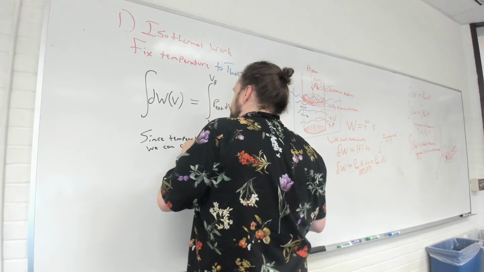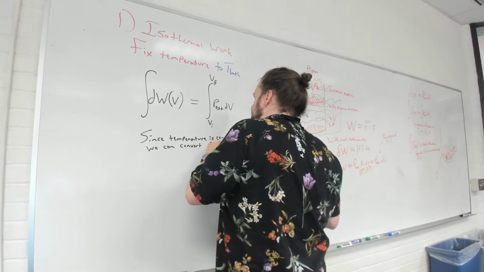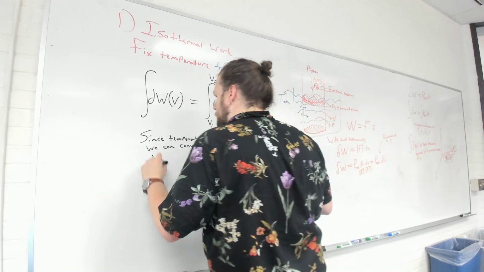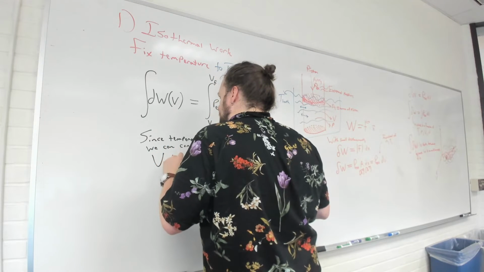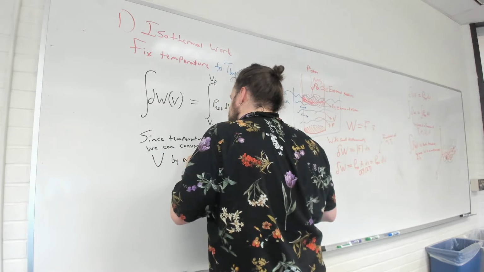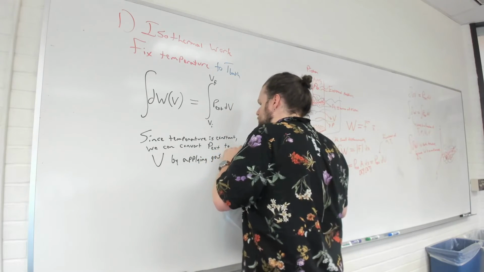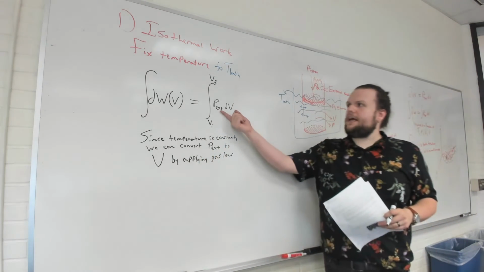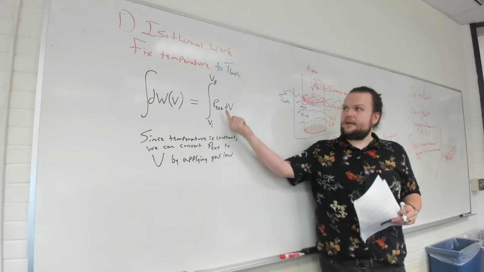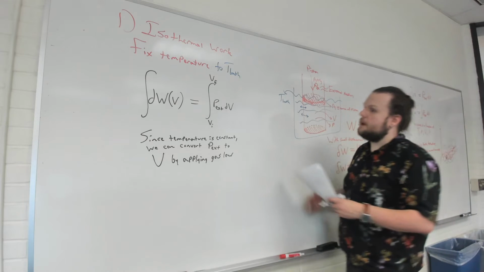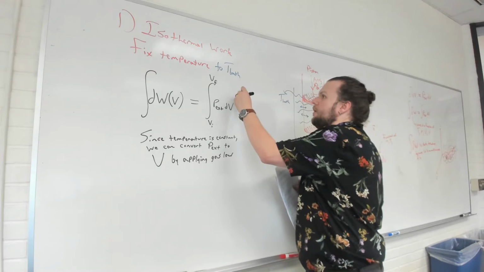we can convert P_ext to volume by applying a gas law, an equation of state. Right, because we want to integrate pressure with respect to volume, so we need to express pressure as a function of volume. Right, so we can just use the ideal gas law, for instance.